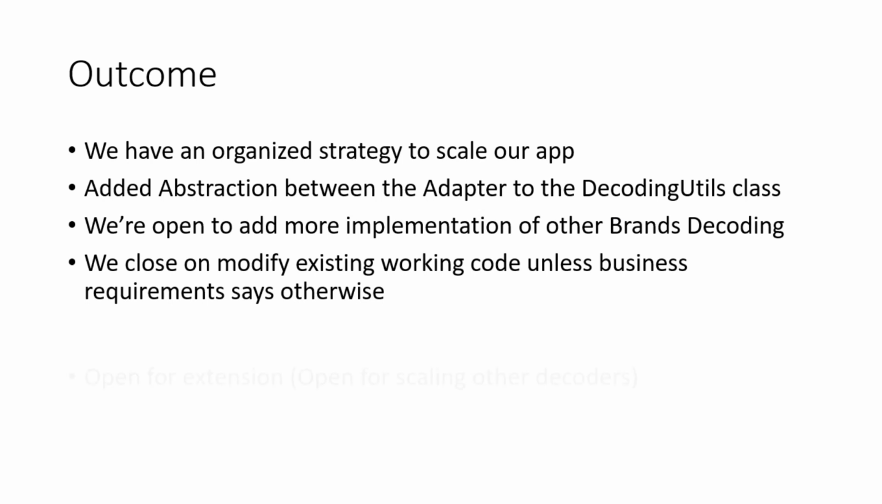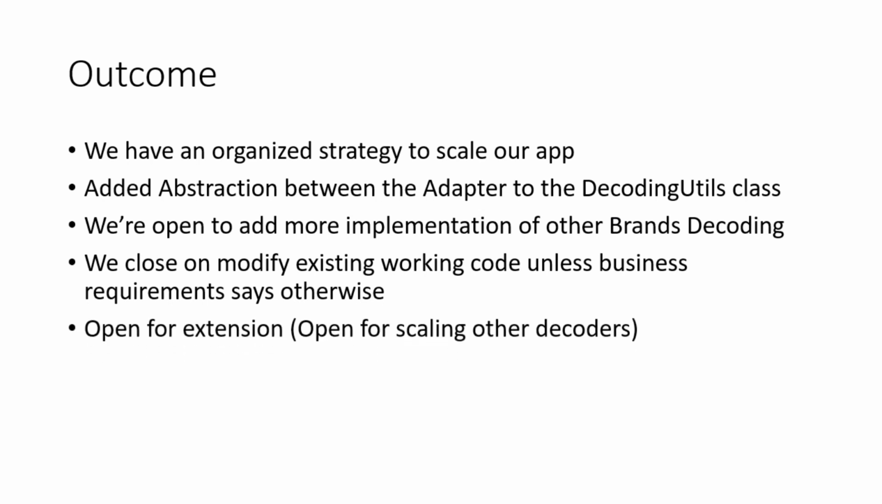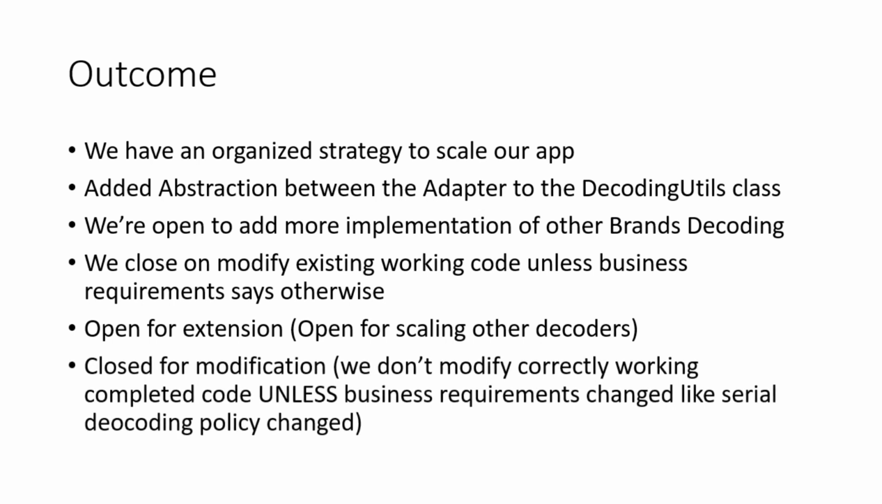So now we can say it's open for extension, open for scaling to other decoders, and closed for modification, where we don't modify correctly working code unless a business requirement changes. For example, a decoding policy change for some manufacturer would require us to change our decoder class. So that's it for how we can use the open-closed principle in our app. I hope I made it a bit clear for you to understand how we can benefit from this principle, and see you next time.